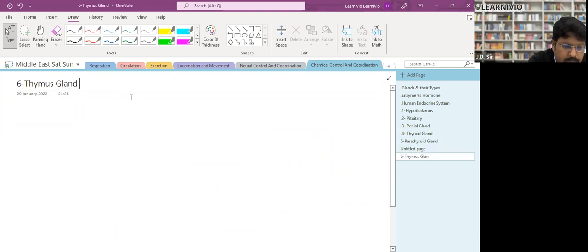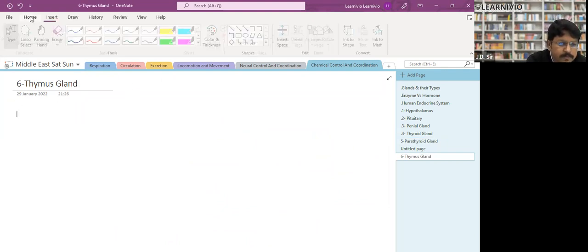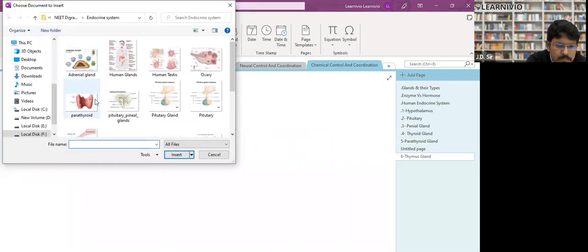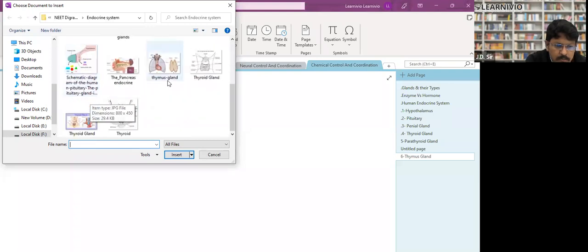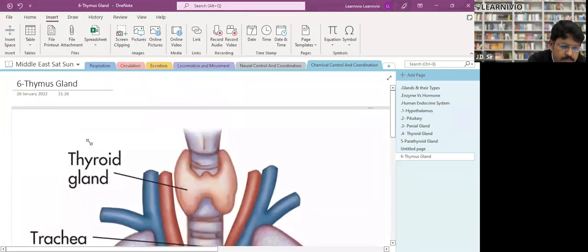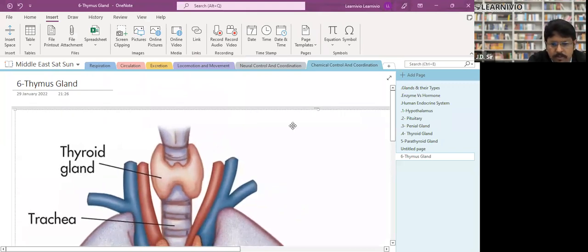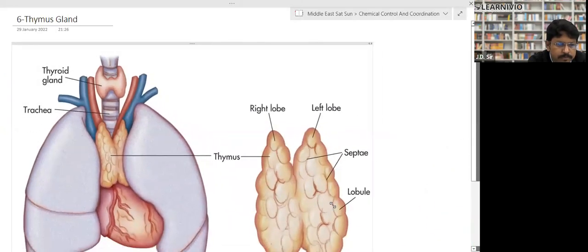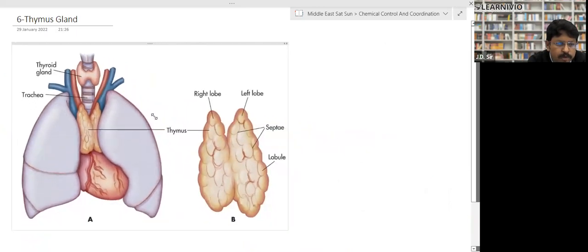Thymus gland. First, let me tell you where exactly this is found. Its location is very important. Many times the location has been asked. Look, this is the diagram for you. It is a lobular structure.